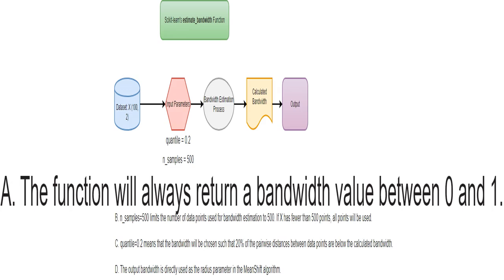This is false. The bandwidth is a distance. It depends entirely on the data. It's not stuck between 0 and 1. This is true. The n_samples parameter sets a limit. If I have fewer points than 500, it uses all of them. This is true. The quantile parameter controls the percentage of distances used for bandwidth calculation. A quantile of 0.2 means 20% of the pairwise distances will be below the estimated bandwidth.